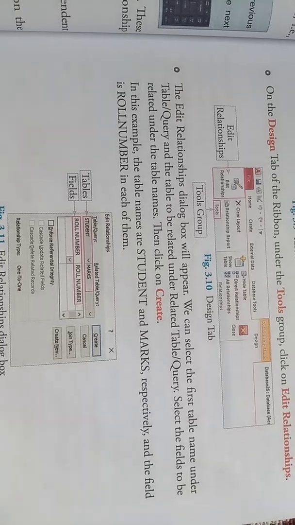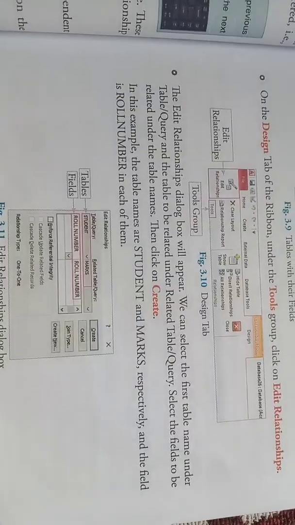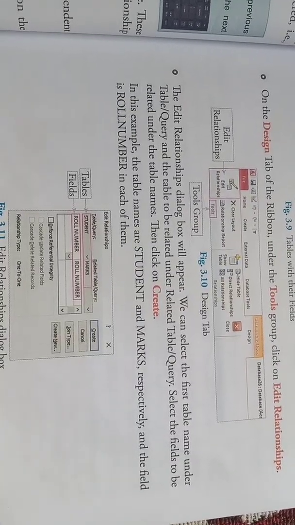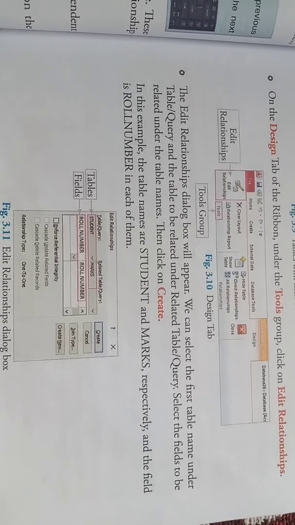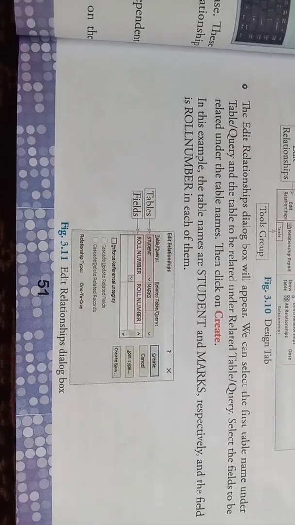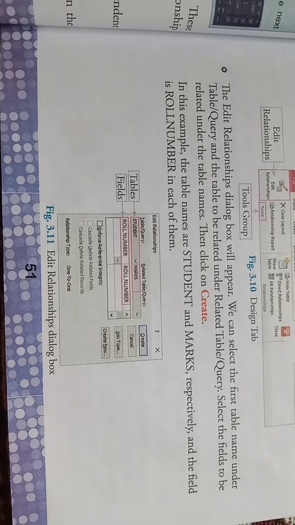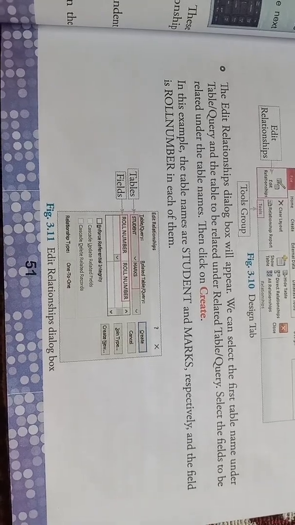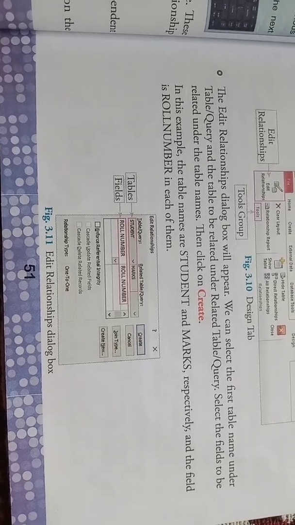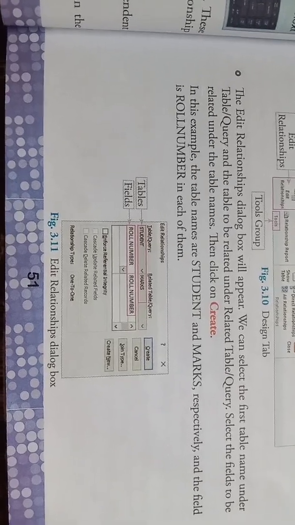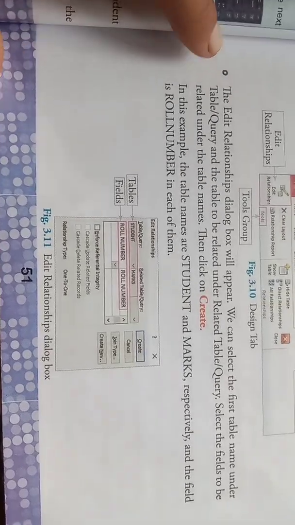In this example, select both the tables one by one and click on Add. When both tables are added, the Relationships tab displays both the tables with their fields. In the design view, on the Design tab of the ribbon under the Tools group, click on Edit Relationships. The Edit Relationships dialog box will appear. We can select the first table name under Table/Query, and the table to be related under Related Table/Query. Select the fields to be related under the table name. So these are the methods through which we set a relationship between tables.